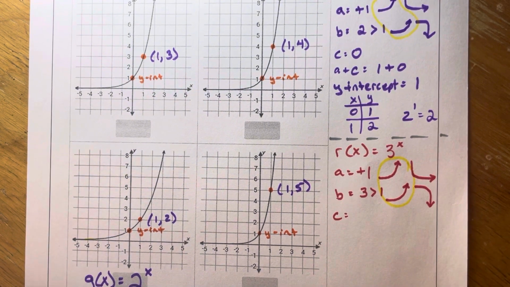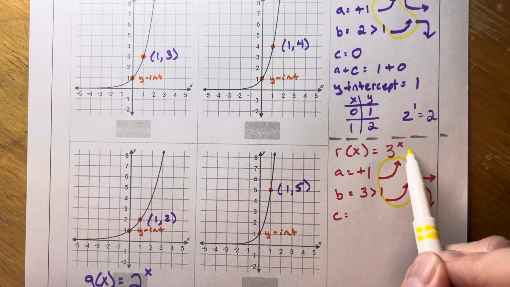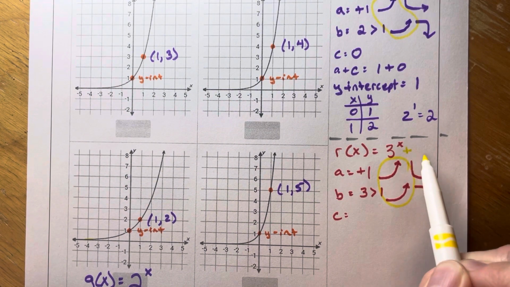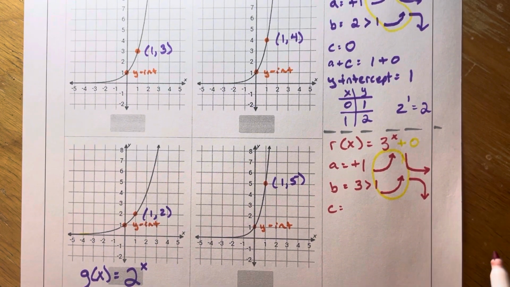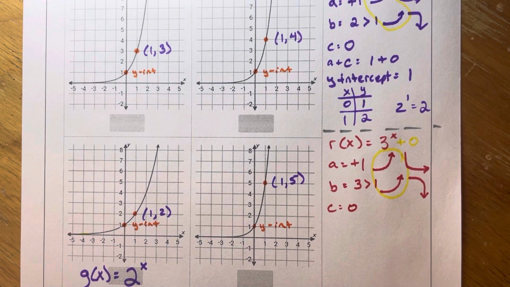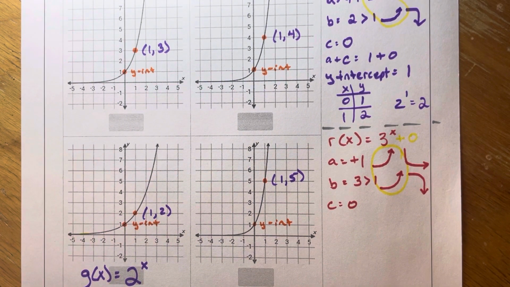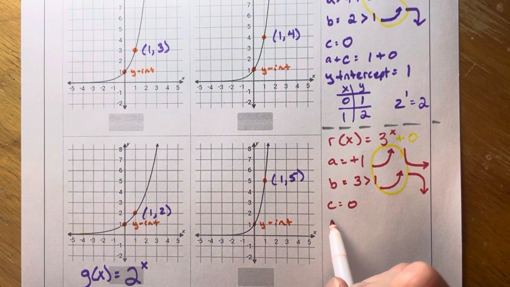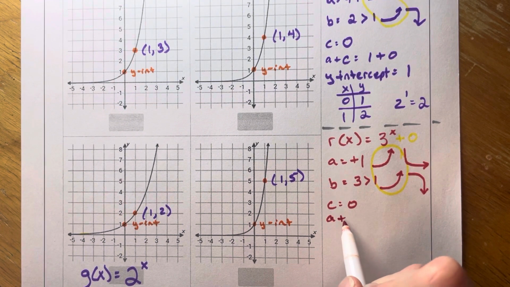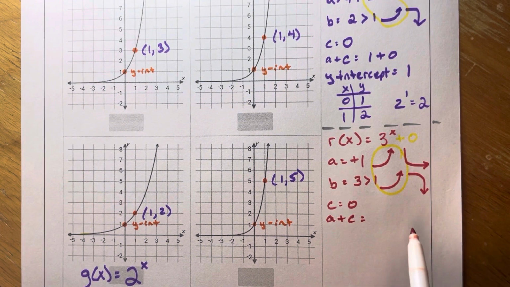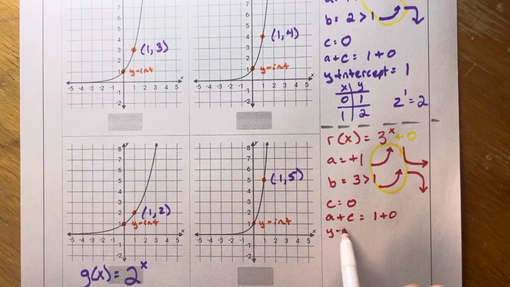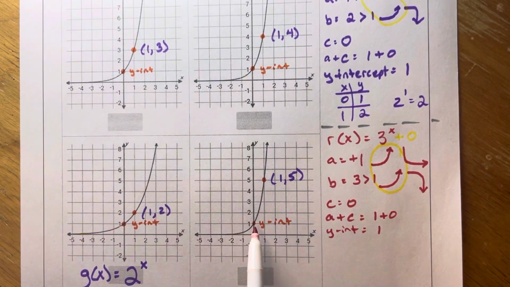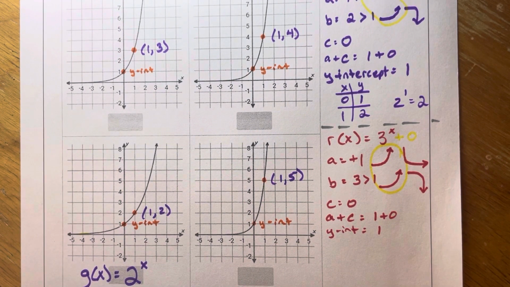As we said with our first equation, if there is no number showing adding or subtracting at the end of our equation, then we know that that is a 0. So our c value is 0, and if we were asked for the horizontal asymptote of our graph, we could say c is equal to 0. We use that to find our y-intercept by adding a plus c. So we have 1 plus 0. So again, our y-intercept is equal to 1, which stands to be true for all 4 of our graphing options.